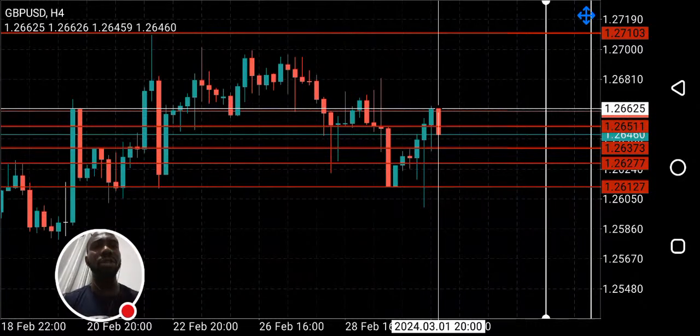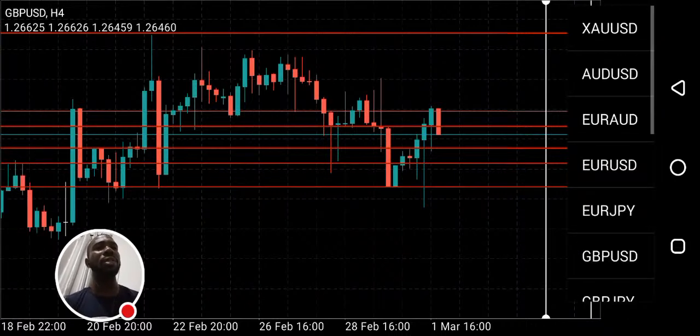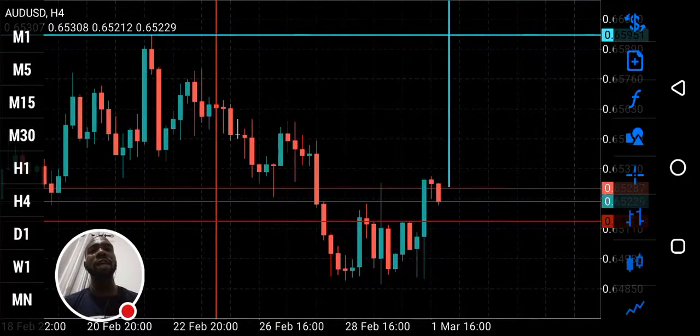So that's my take on GBP USD. My bias on GBP USD is bullish. Now, Mr. David says, okay, Australian dollar USD. Let's look at Australian dollar USD. So we start with the monthly time frame.